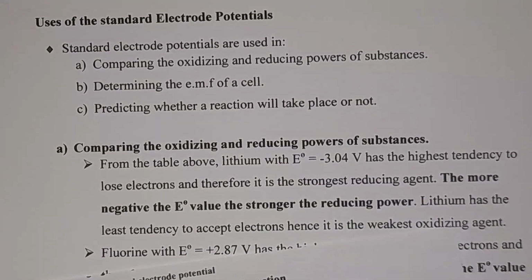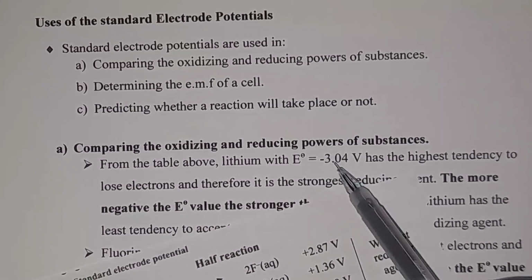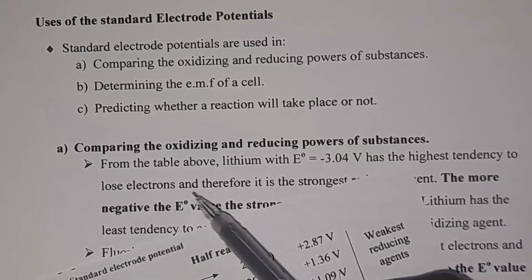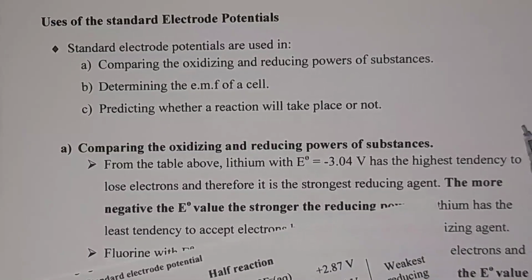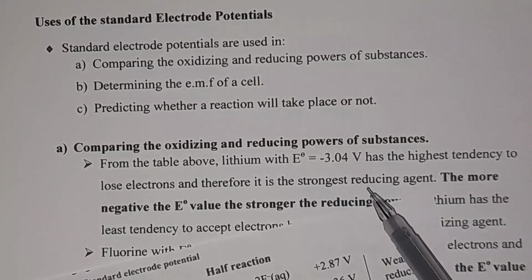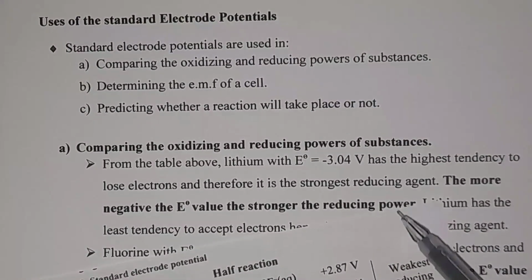power. So from the table below, lithium with standard electrode potential of negative 3.04 volts has the highest tendency to lose electrons, and therefore it is the strongest reducing agent. So here, what is the strongest reducing agent? We are talking about reducing agent. The other name for reducing agent is oxidation.